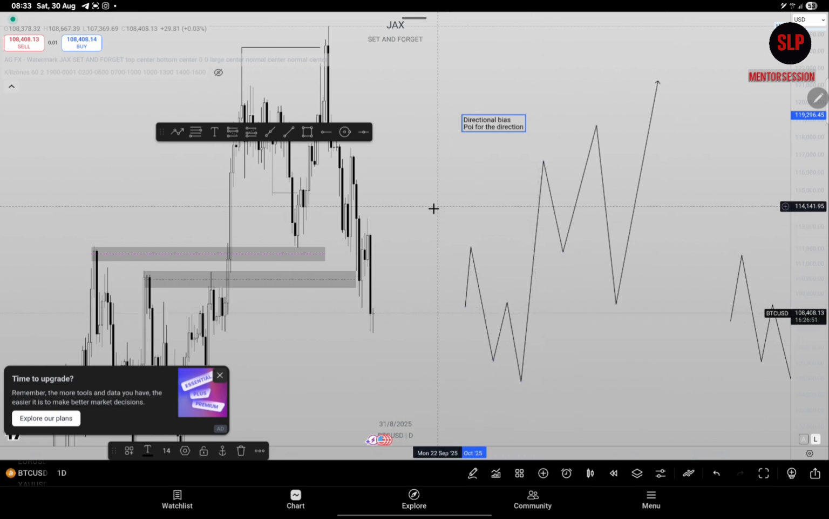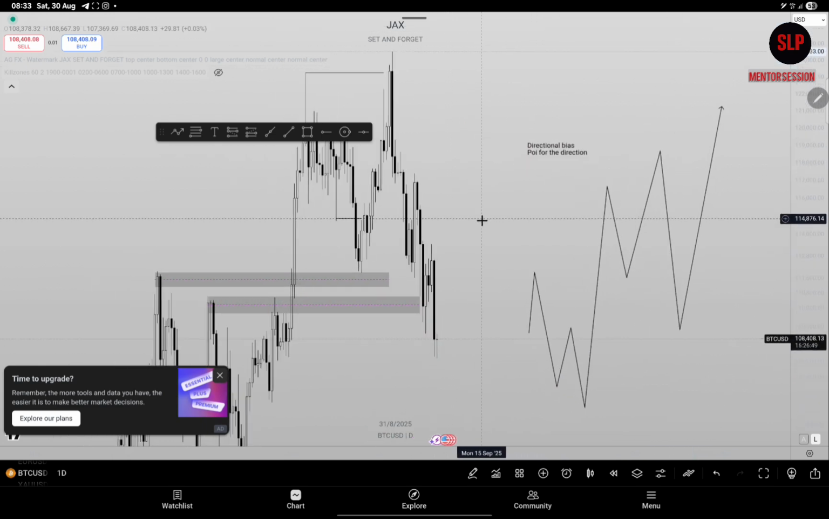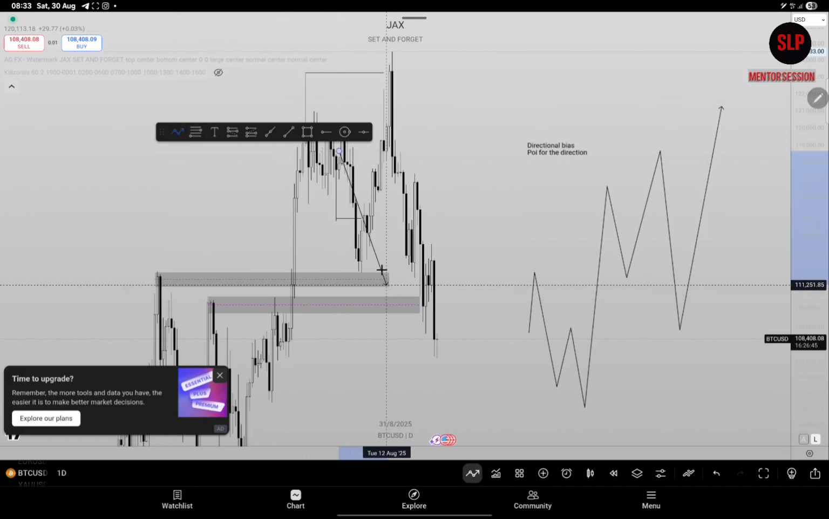If I say directional bias and the POI for the direction, it's kind of the same thing, because with directional bias I'm just trying to ask the question: is price on an uptrend or a downtrend? And you see that price is on an uptrend. Was I able to identify the higher highs and the higher lows? Yes, this was the higher high, higher low, higher high. Price was supposed to create another higher low and continue pushing to the upside. So now I've identified the directional bias.